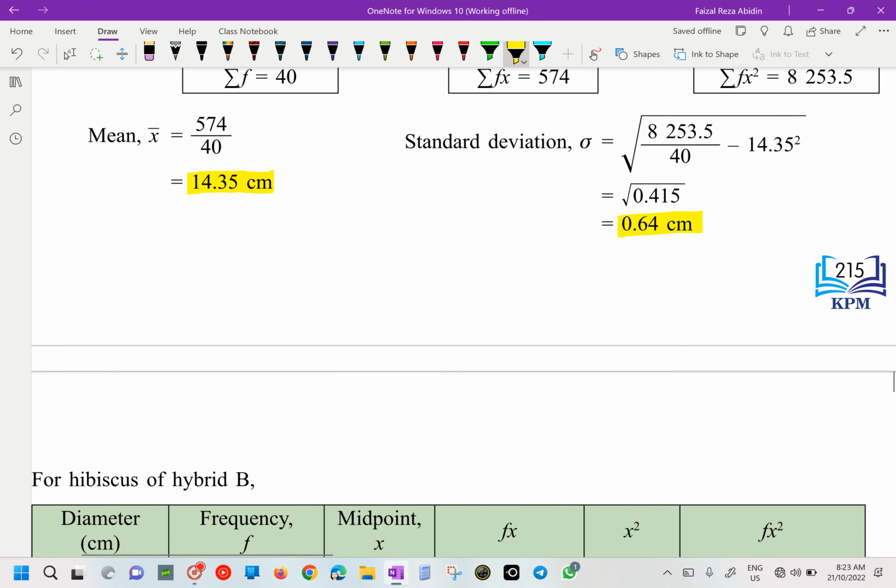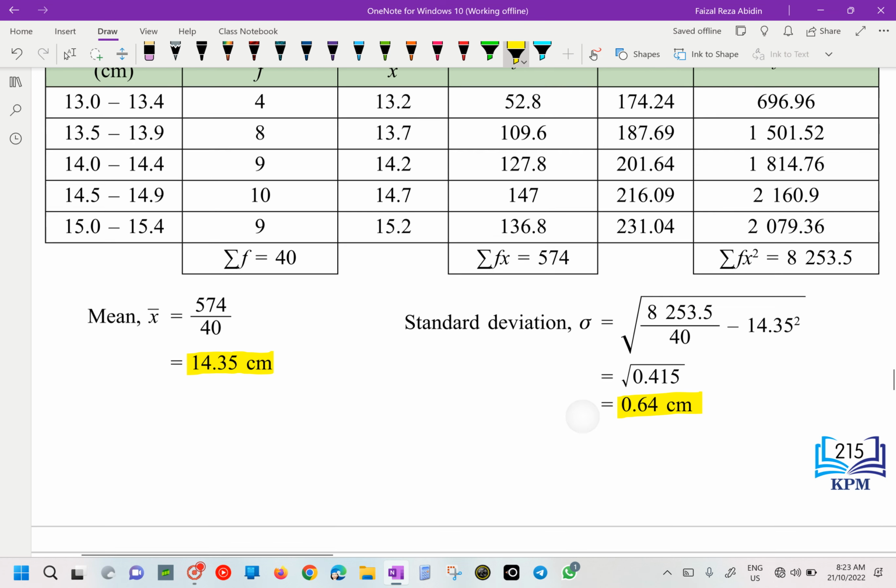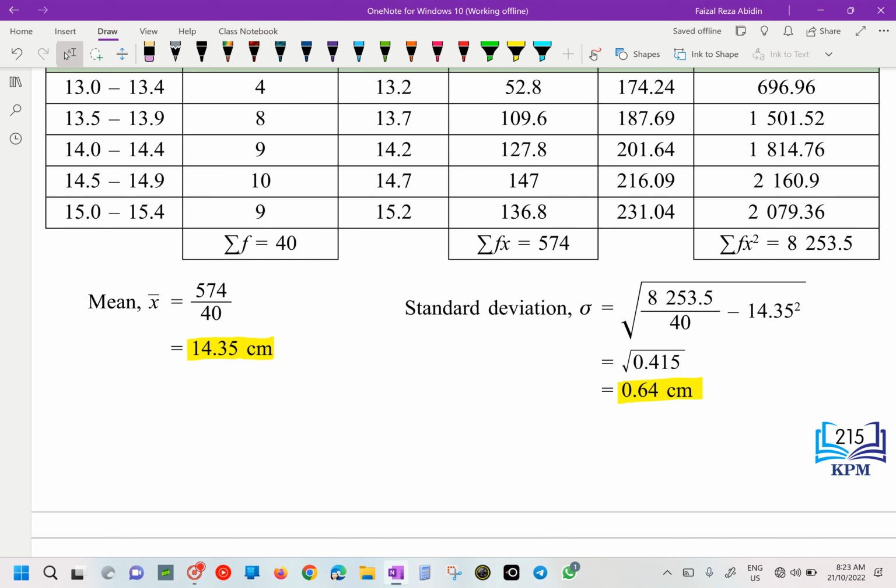If you look there, 14.35. This one we look at petals. Petals apa? Kelopak, yes. Okay.